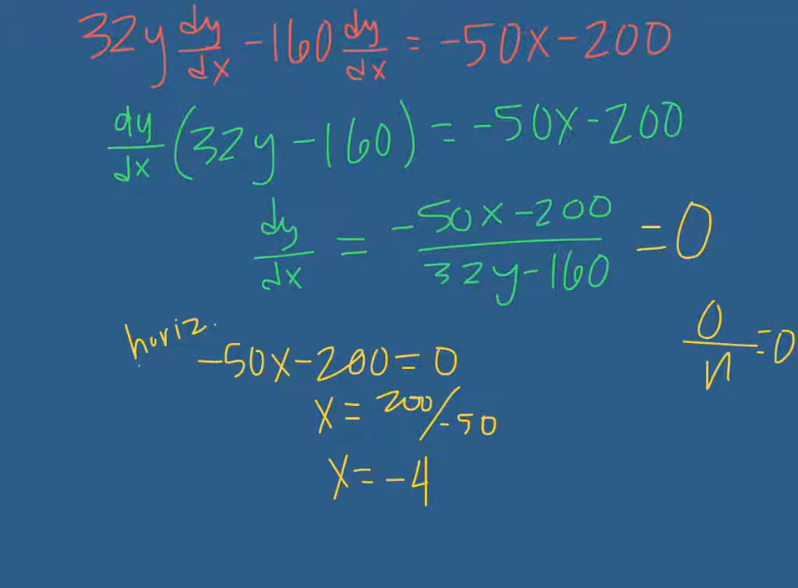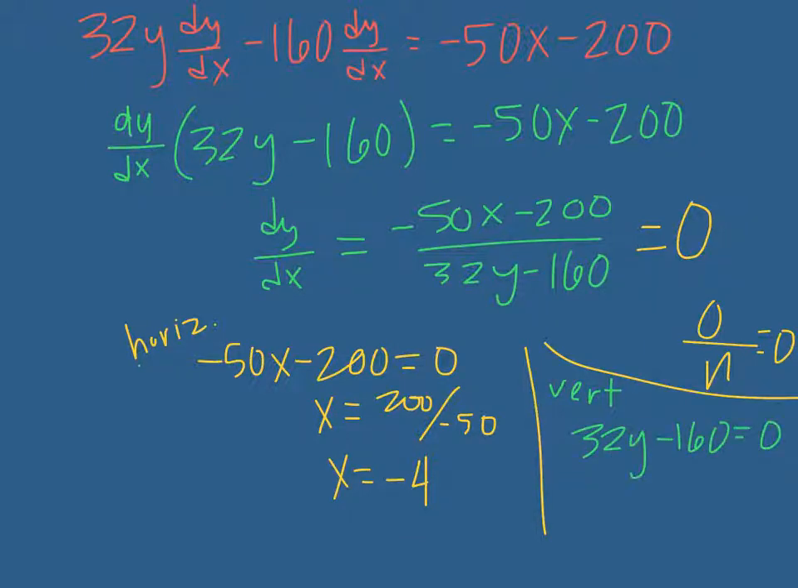But that is not a point. That is just part of a point. So I'm going to have to plug that into the original to actually find what the y value is. But maybe before we do that, let's find where it's going to be vertical. So a vertical tangent line is going to happen when the denominator equals 0 because it's undefined. So I'm going to set 32y minus 160 equal to 0 because that's the denominator. And if it equals 0, then it's going to be undefined. So I'm going to add 160 and divide by 32.